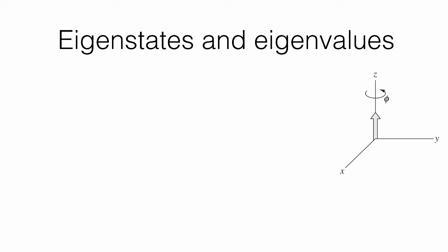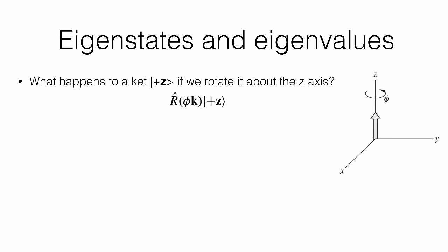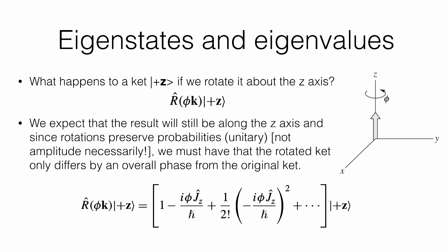Okay, so for the eigenstates and eigenvalues, in order to get there, we should just reflect a little bit on what would happen if I try to rotate the state plus z around the z-axis by any angle phi. Well, what we expect is that we would still have the plus z vector, but probably times a certain phase factor, certainly not changing the normalization property of plus z, or the rotated plus z.